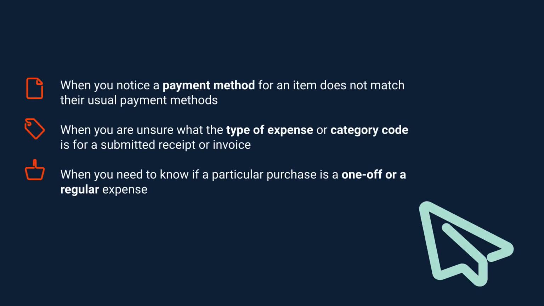Use item messaging whenever you have any questions about the status of any item submitted. If you want to confirm a possible discrepancy, use item messaging to ask your clients directly about them. For example, does a payment method not match the normal methods your client uses? What if you are unsure if a particular receipt was part of a one-off event or is a new indicator of a regular item to be set up?